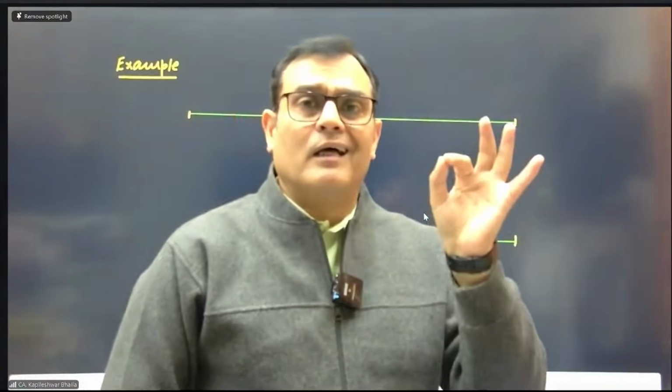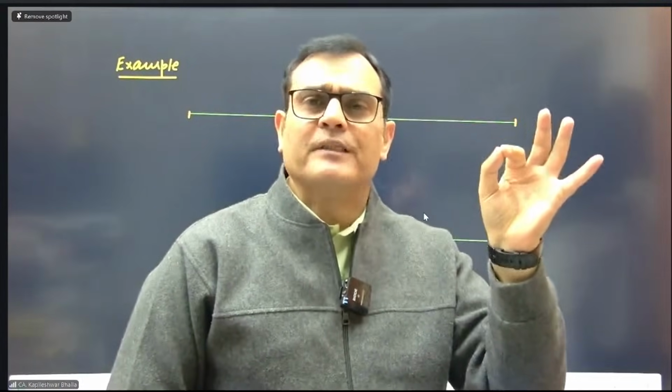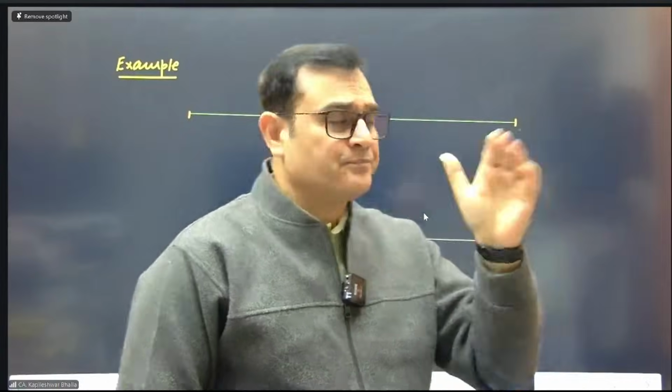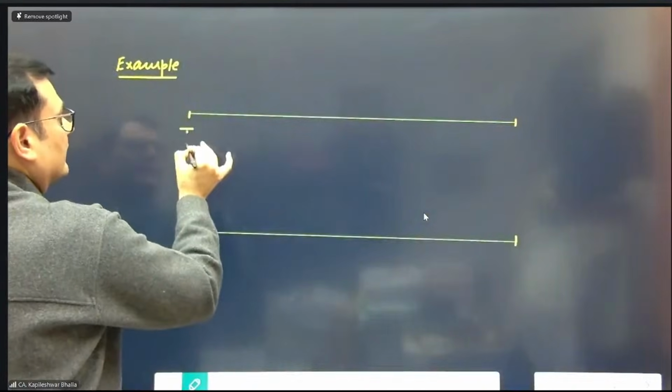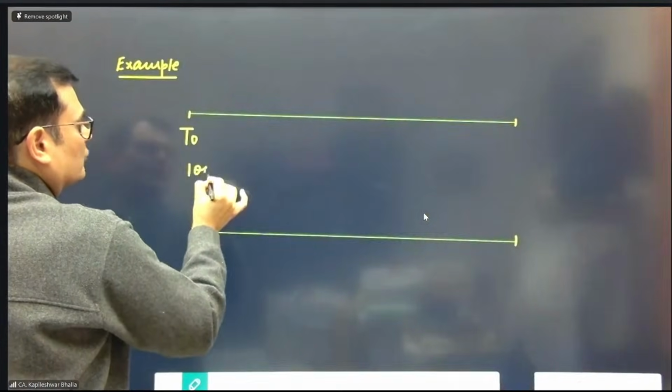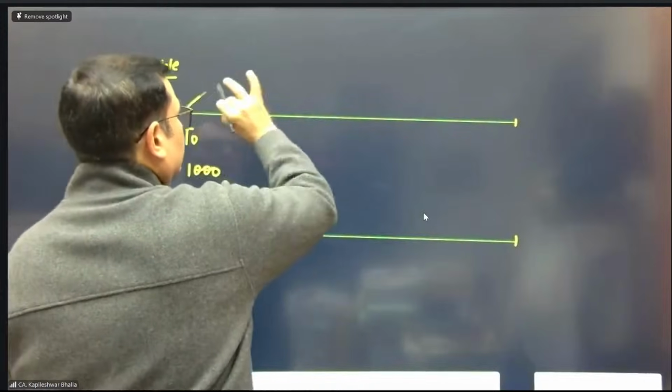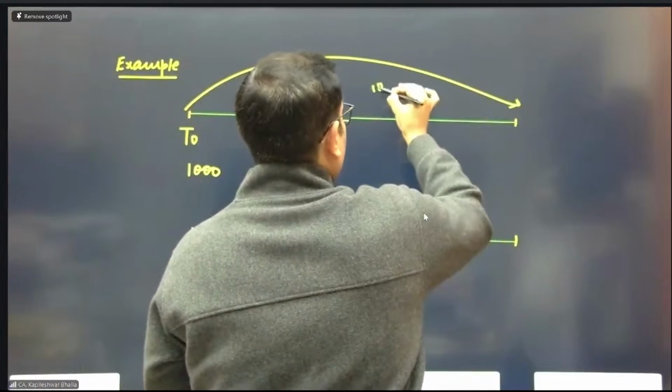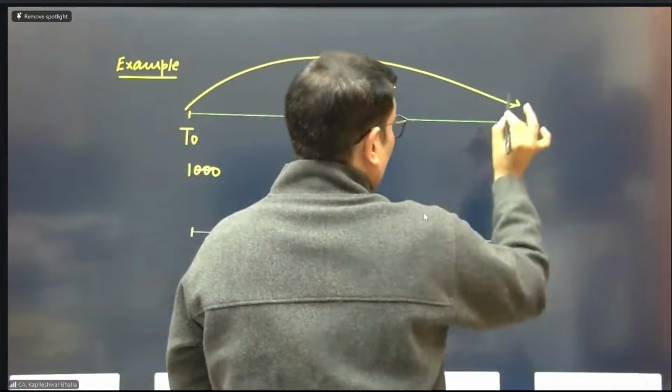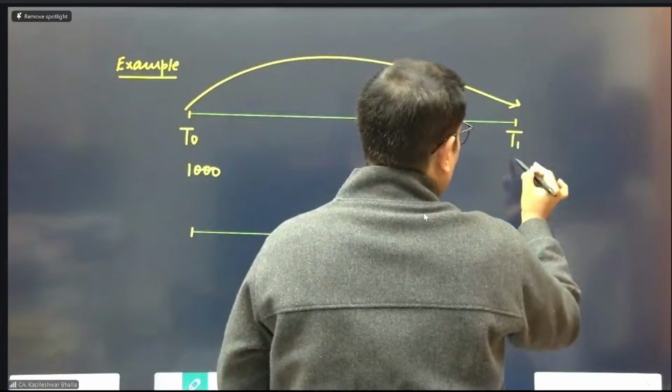Let's say, for example, I made an investment, or let's say I gave a loan to someone. I gave a loan to someone at time zero, and that's, let's say, 1,000 rupees. I said that after 1 year, you need to pay me 10% interest. So how much is he going to pay you at the end of the first year?